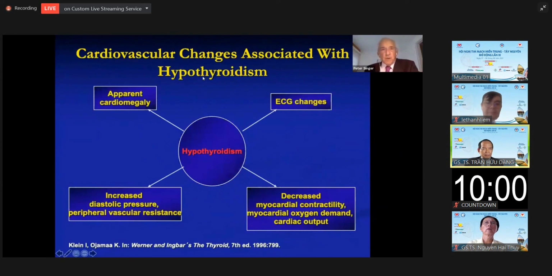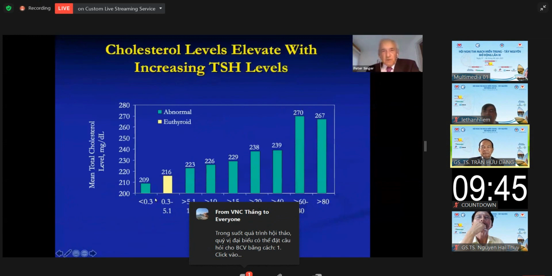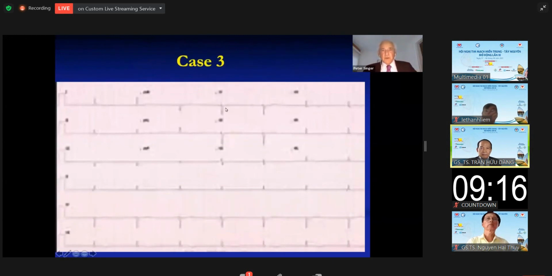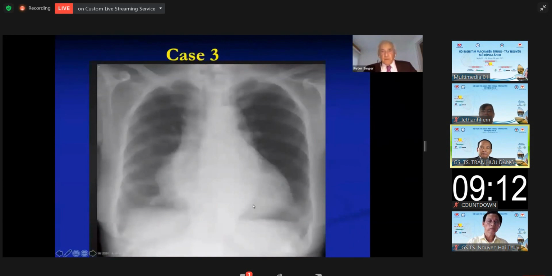So what are the cardiovascular changes we see with hypo? Apparent cardiomegaly, well, that's just apparent. EKG changes, the bradycardia, decreased myocardial contractility, and increased diastolic pressure and systemic vascular resistance. The other thing that we see with hypothyroidism is cholesterol levels increase with increasing TSH. The higher the TSH, the greater the increase in cholesterol, which over time obviously can affect coronary artery disease. Okay, and this is just an EKG of that patient, low voltage bradycardia. This basically is from a pericardial effusion, which is the reason that he has decreased heart tones.